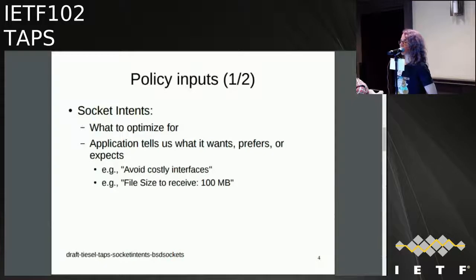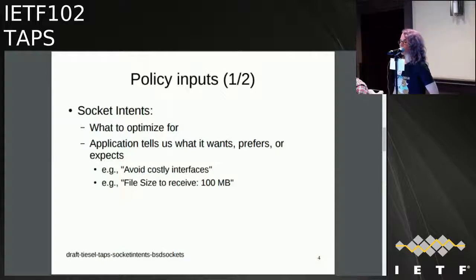First, the inputs in a little more detail. Socket intents are additional pieces of information that tell us what to optimize for. The application tells us on some higher level what it wants, prefers, or expects, and we have already talked a little about these more high-level inputs from the application. For example, avoiding a costly interface, which could be a better way to abstractly say, I don't want to use LTE right now, because who knows in the future what other types of interfaces we're going to have, or what the behavior is going to be. So we are opting for a more abstract way here to specify such properties.